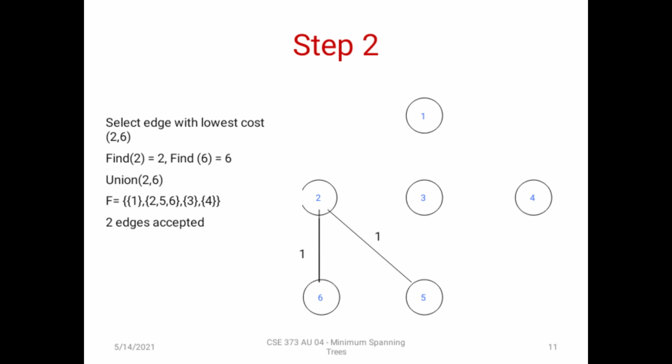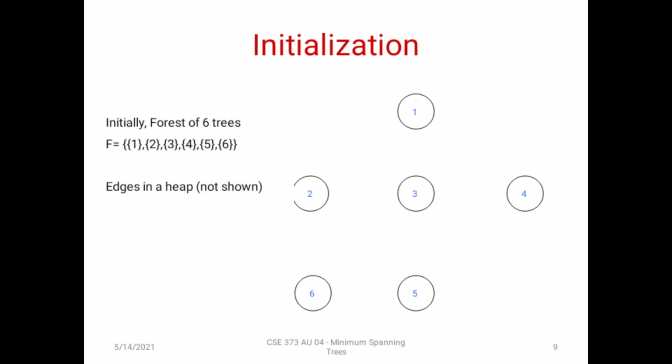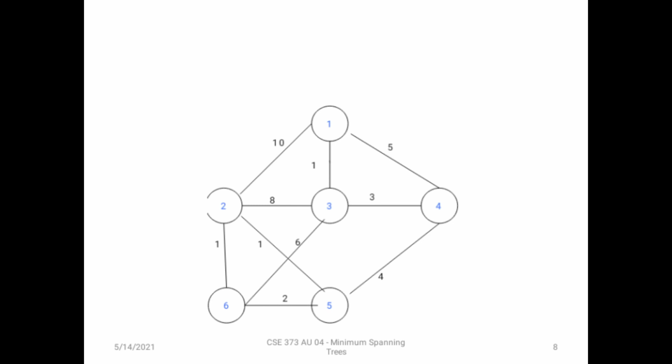Next the edge 2 to 6 is selected, and then select the edge with the lowest cost. 1 to 3 is selected. Find of 1 will result in 1, find of 3 will result in 3. Union of 1 comma 3 will result in F equal to {1, 3}, {2, 5, 6} and {4}. 3 edges are accepted. Now just look here one more time in this graph. The edges 2 to 5, 2 to 6 and 1 to 3 with the minimum cost are selected.